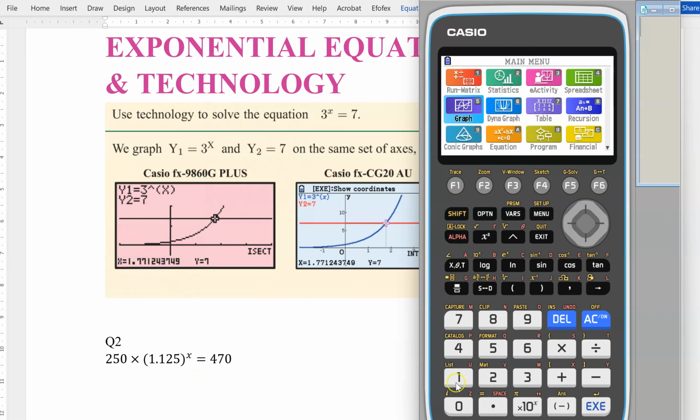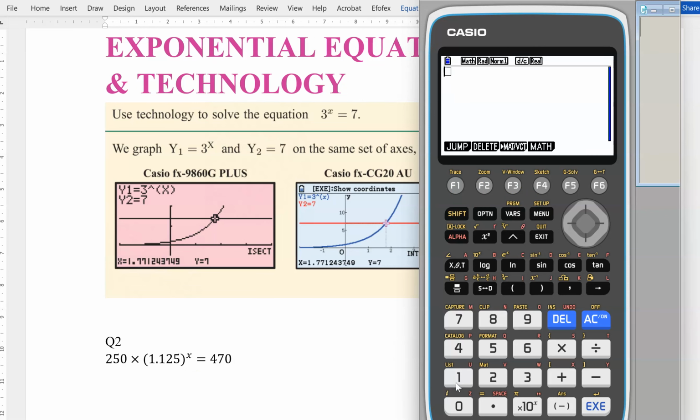We go into the Run mode, so number 1, and we want to find our Option key, which is to the right of our Shift. So Option. We then want Calc, so we press F4, and we want SolveN, so we press F5. Now all we do is type in our equation.